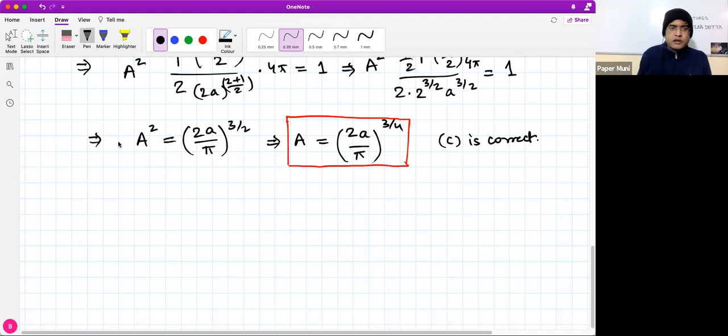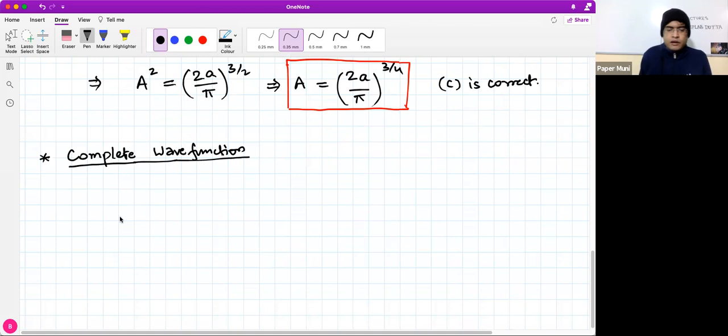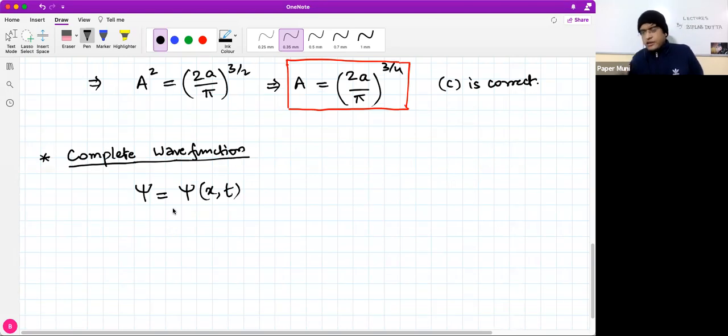Now let's start with the complete wave function. Now let's talk about how a wave function evolves in time. So far we have been dealing with the wave function not evolving. It was stationary. Now psi is actually a function of time. We had discussed the complete wave function when we studied the Schrodinger equation.